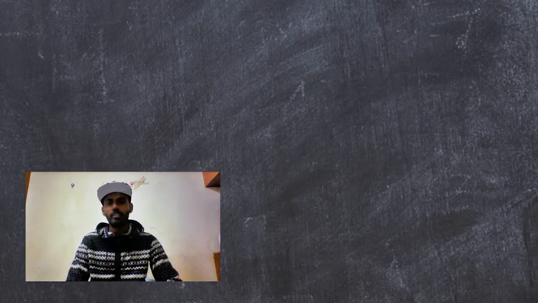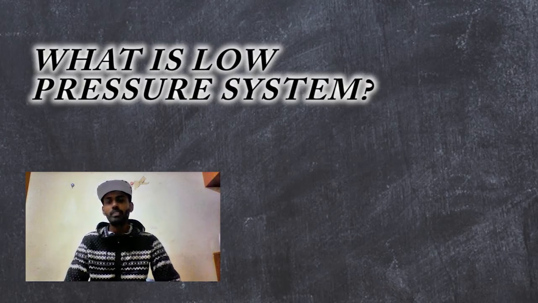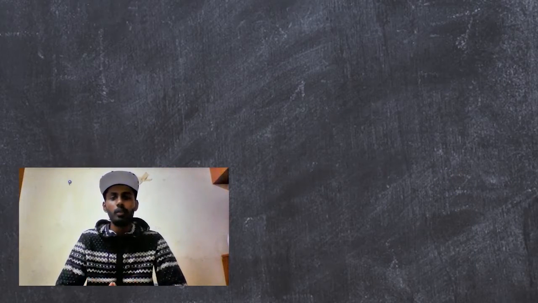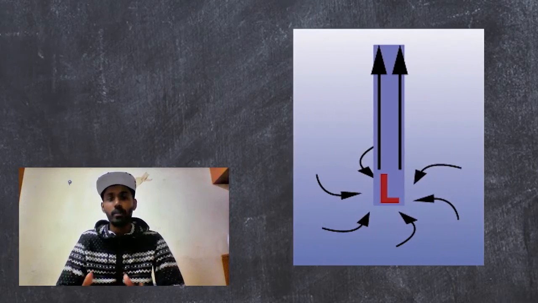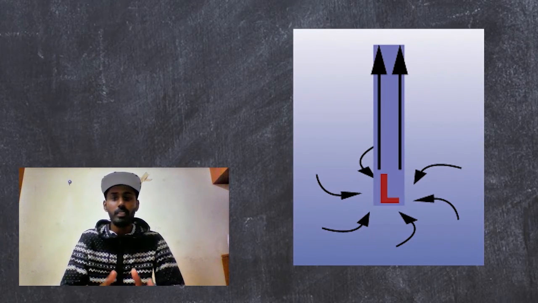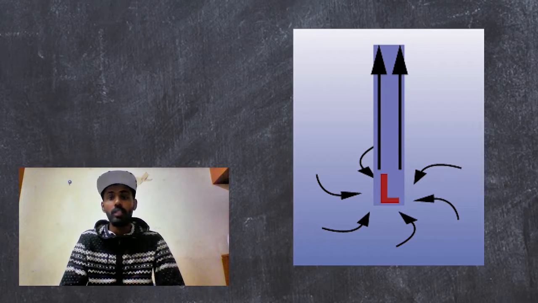Today our topic is about low pressure system. So basically, what is low pressure system? The low pressure system happens when the atmospheric pressure, or the mean sea level pressure, is lower than its surrounding pressure in a particular place.